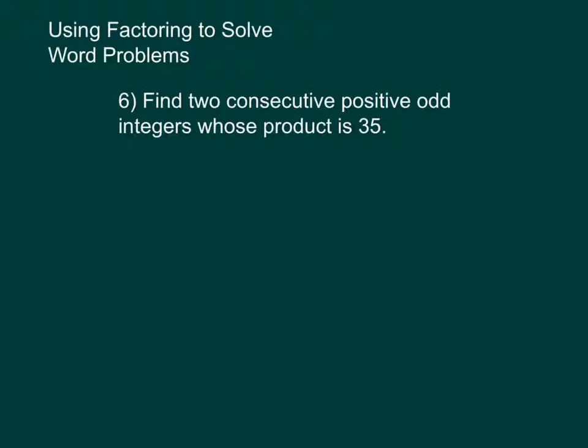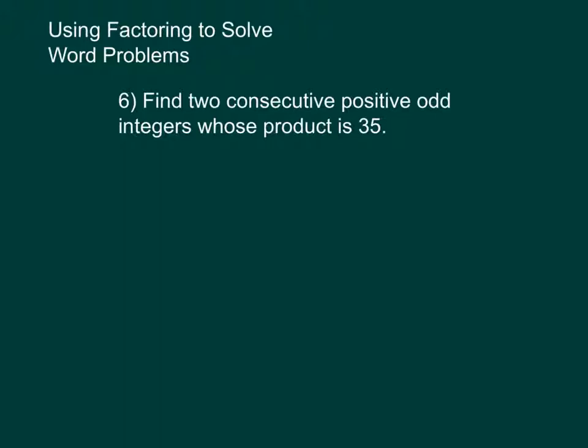I chose this one somewhat randomly, but it seems to be a pretty good example of the type of thing that you need to be able to do. Question 6 says to find two consecutive positive odd integers whose product is 35. Now, you may be able to look at this and just identify that the correct answer is 5 and 7. 5 and 7 are consecutive positive odd integers, and their product, 5 times 7, is 35.